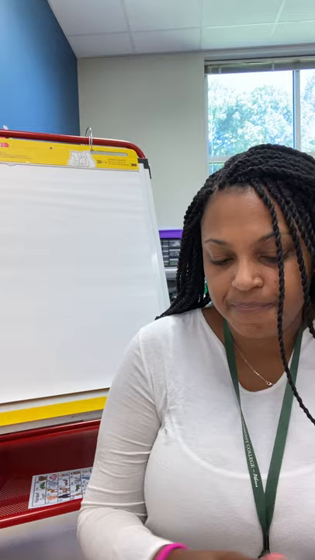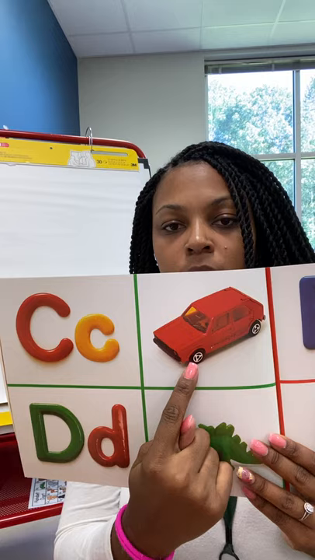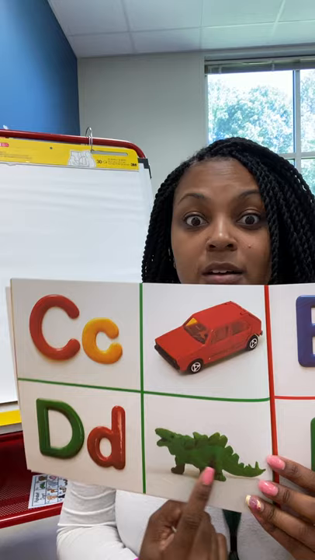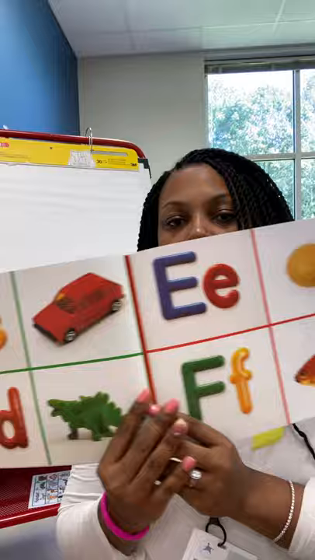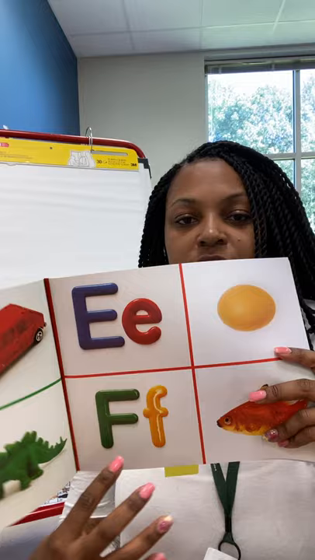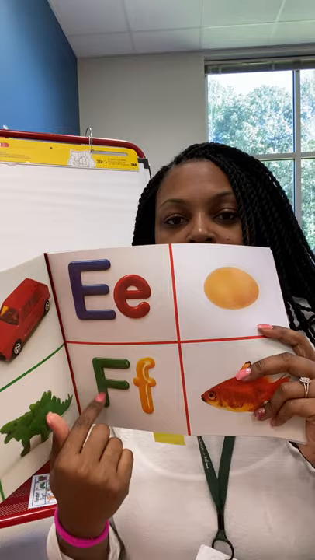C is for car. D is for dinosaur. I know Mason loves dinosaurs, so he'll enjoy this. E is for egg. F is for fish. I used to have a pet fish.